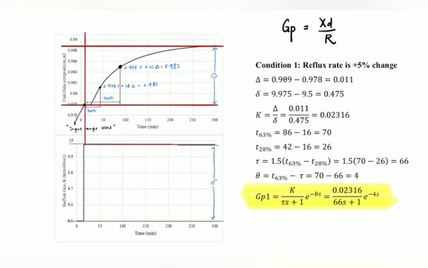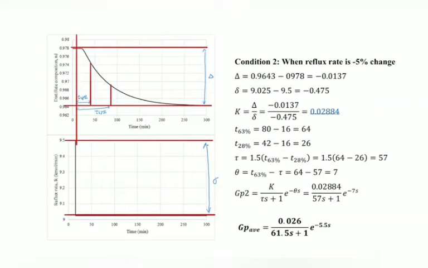So we use a step response from distillate composition and the reflux rate. Now we have two conditions. Condition 1 is reflux rate plus 5% change. We use the 2-point method to find the GP1. So we need to consider the delta and the differential to find K, T63, T28 to find out the tau, and then also the theta, which we substitute into the equation to get GP1. And then GP2 is condition 2, when reflux rate is negative 5% change. We use the same 2-point method. To get GP average, we use the data from GP1 plus GP2, then divide by 2.